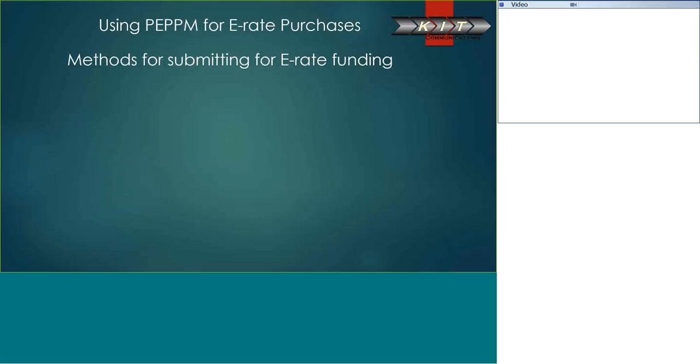So lastly, we want to talk about actually going through the E-rate purchasing cycle. You have a couple options for submitting for E-rate funding. You can do a 470 request with public bid, or you can do a PEPPM mini bid.